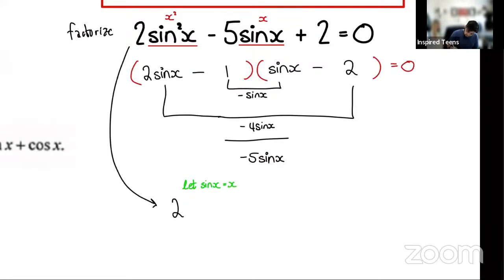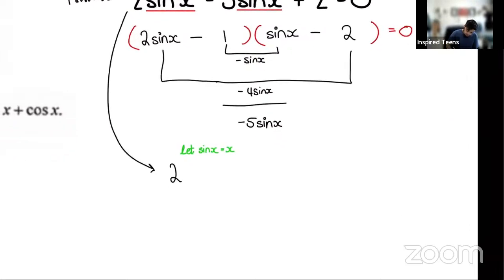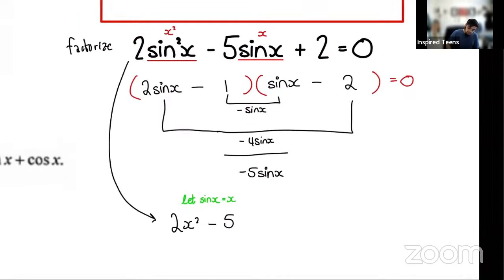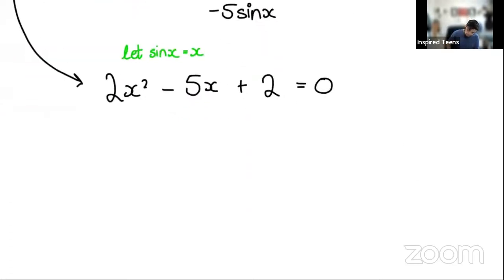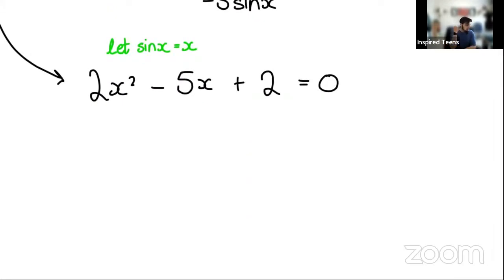Okay, so if we let sine x equal x, then again, instead of having sine squared x, we could just have x squared. 2x squared minus 5. Instead of having sine x, we could just have x plus 2 is equal to 0. Okay, so now we solve the trinomial.